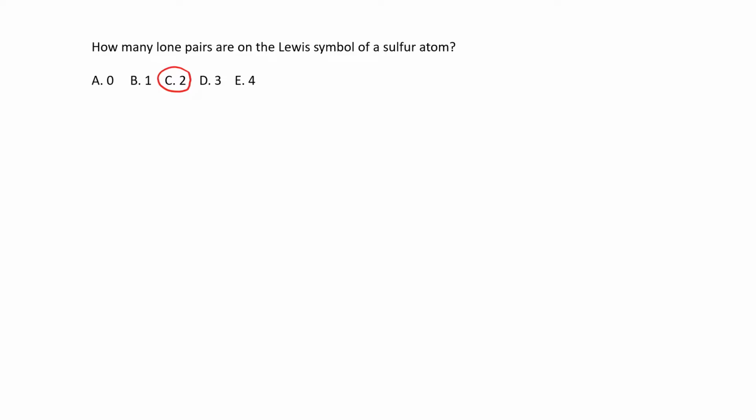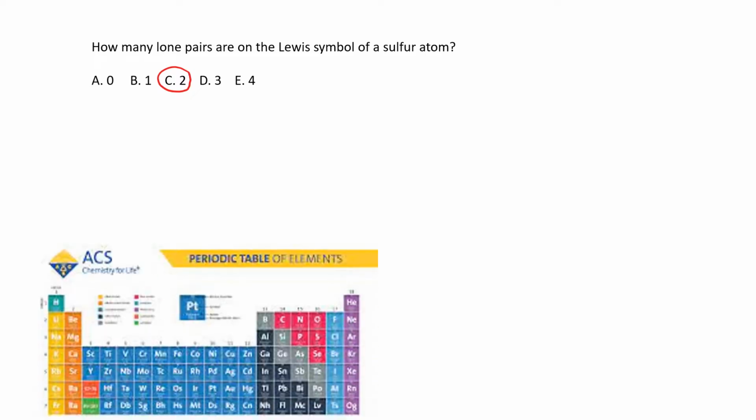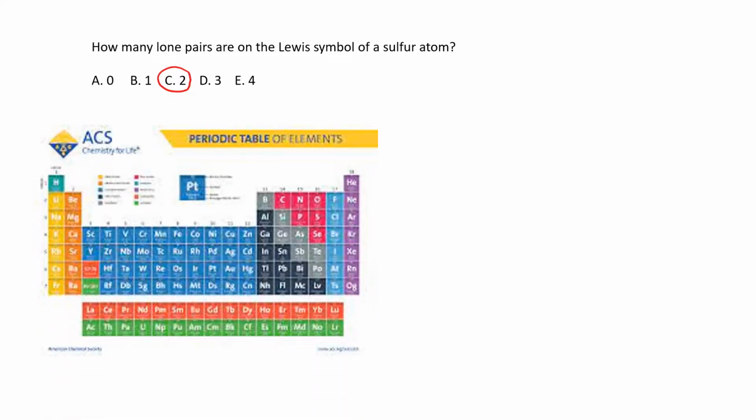How many lone pairs are on the Lewis symbol of a sulfur atom? To do this question, first you go to your periodic table and find where sulfur is, and you know it's in the 6th group. Then you write the electron configuration for sulfur, and by doing that, you know that it has 6 valence electrons.